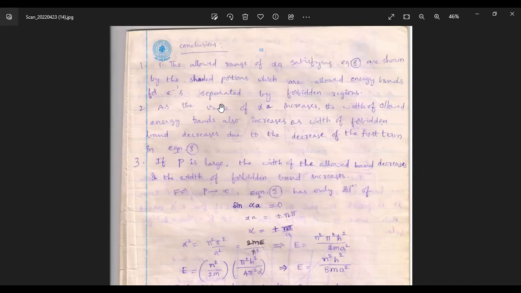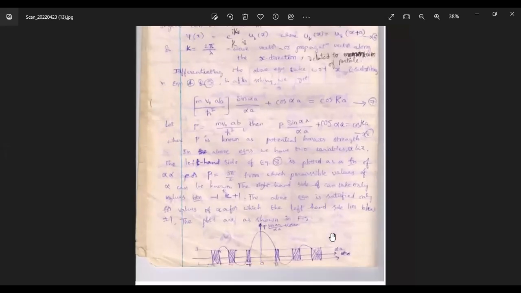So by plotting the curve between the left hand side of the equation and the right hand side, we get the values for electrons which are allowed and which are not allowed. As the value of alpha A increases, the width of the allowed energy band also increases. I will show you the plot again. See, as the value of alpha A increases, the width of the allowed region is increasing. So the width of the forbidden gap decreases due to the decrease of the first term in the equation. Very simple.